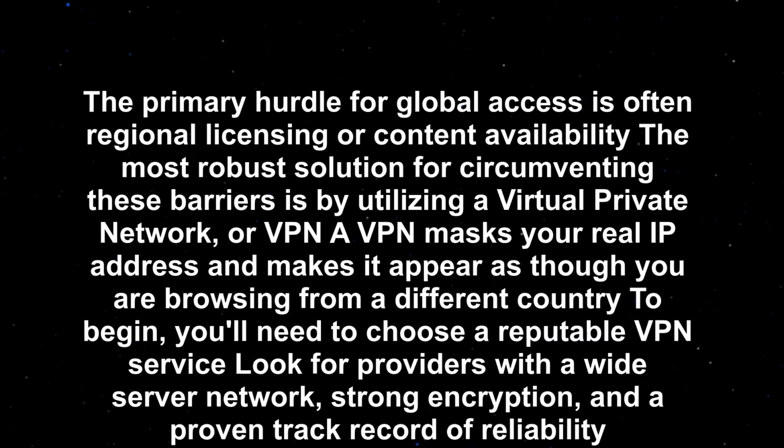The primary hurdle for global access is often regional licensing or content availability. The most robust solution for circumventing these barriers is by utilizing a virtual private network, or VPN. A VPN masks your real IP address and makes it appear as though you are browsing from a different country. To begin, you'll need to choose a reputable VPN service. Look for providers with a wide server network, strong encryption, and a proven track record of reliability.